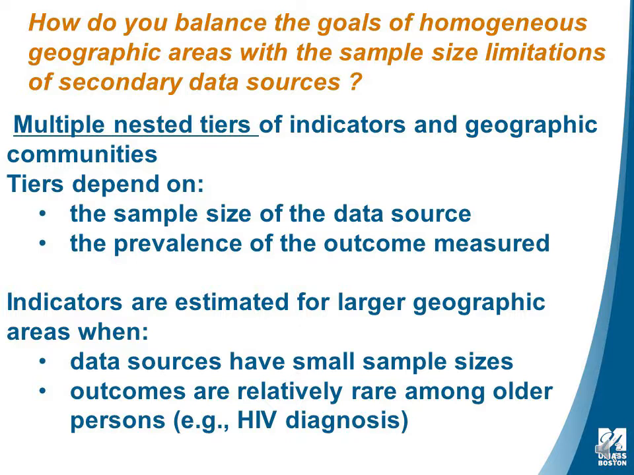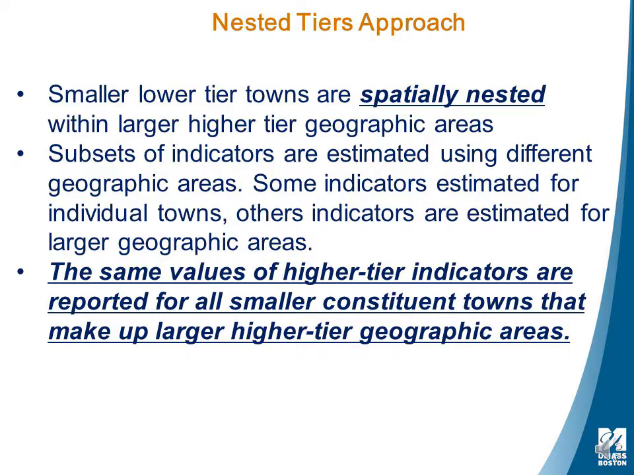By increasing the size of the geographic area, one increases the sample size in most data sets. And when one increases the geographic area for a relatively rare outcome, there are more individuals in the larger geographic area that may have that relatively rare outcome.